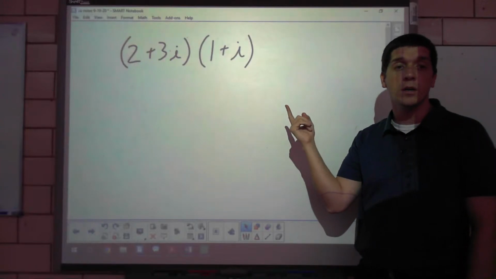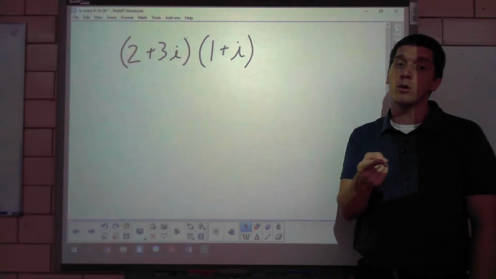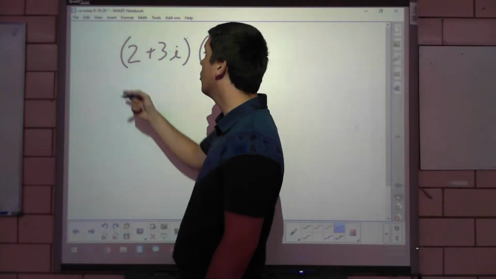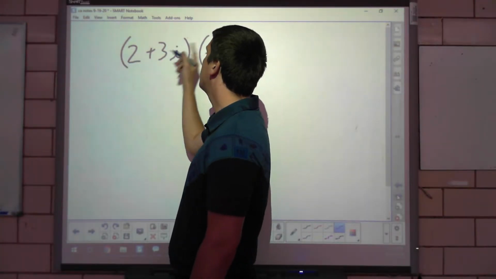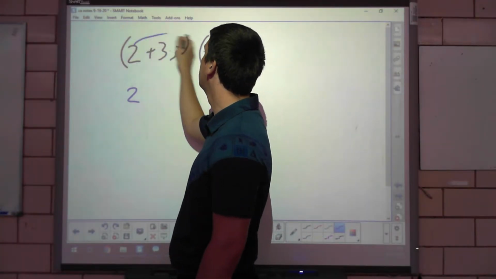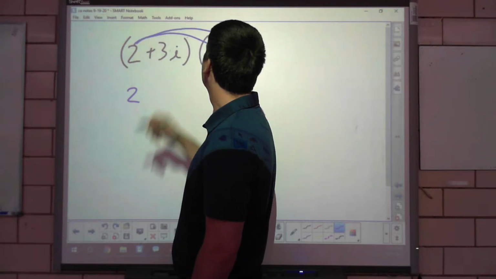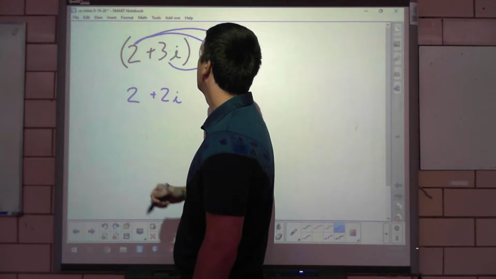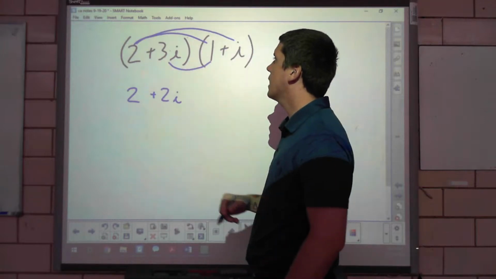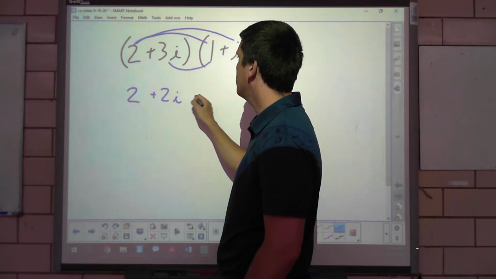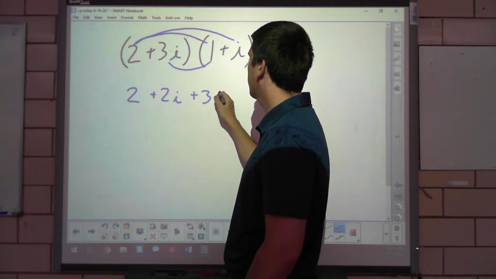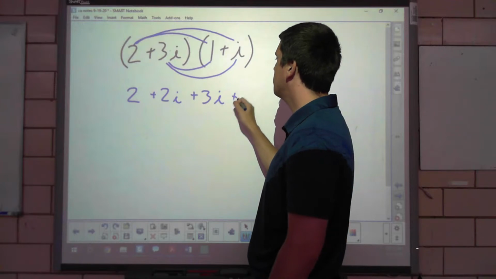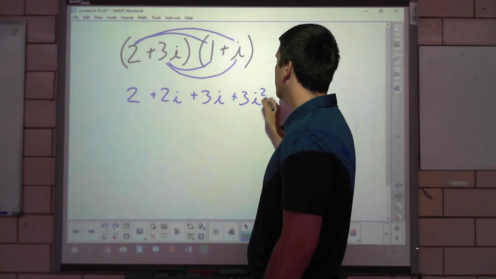What am I going to have to do here? If you said FOIL, correct. So I need to FOIL this out. 2 times 1 gives me 2. 2 times i gives me plus 2i. 3i times 1 gives me plus 3i. 3i times i gives me plus 3i squared.